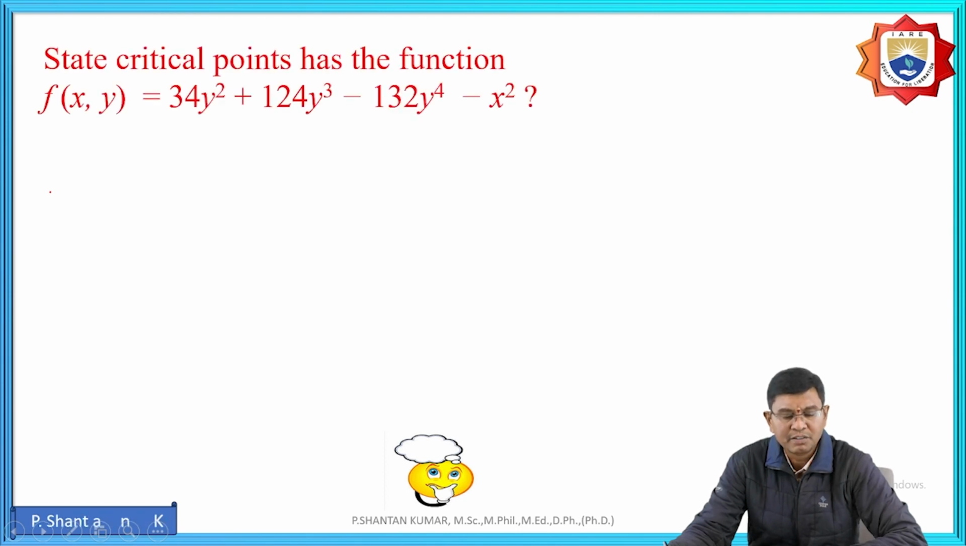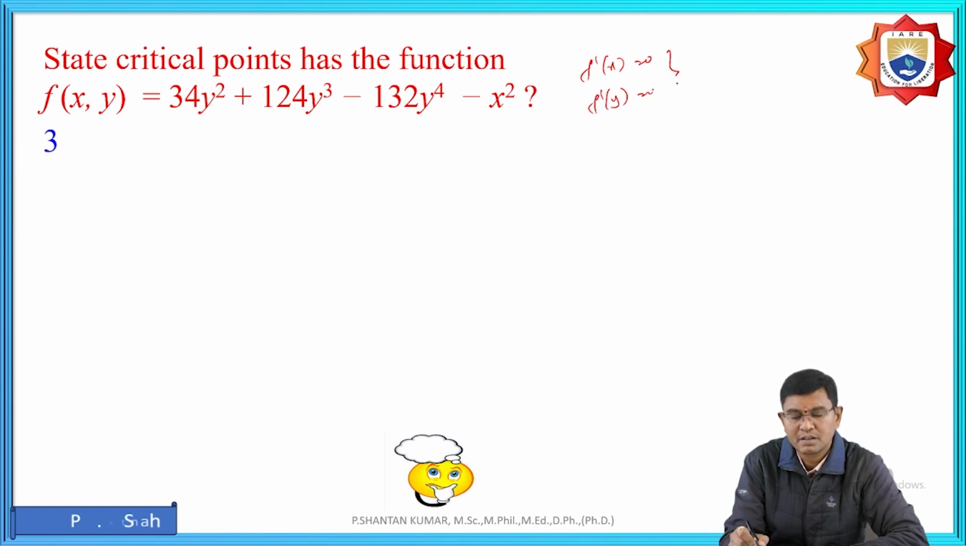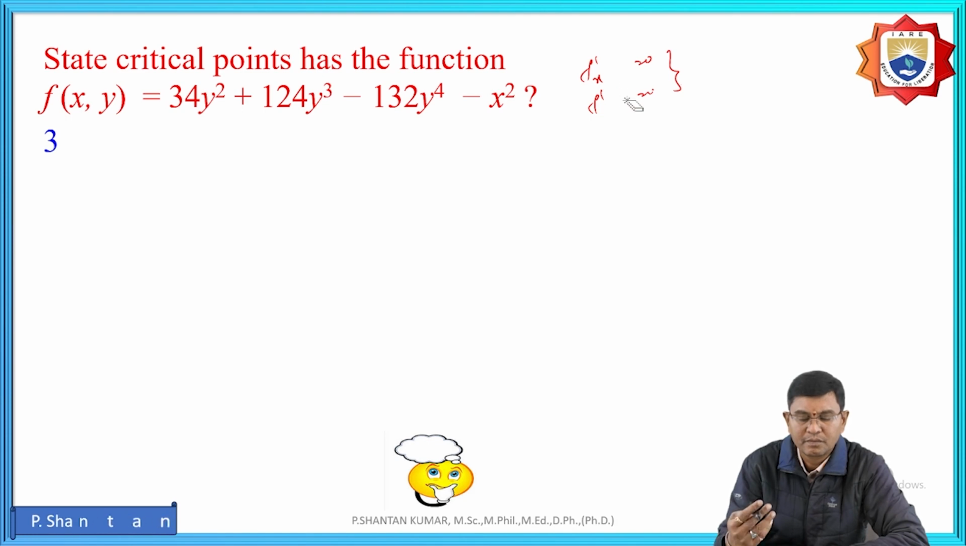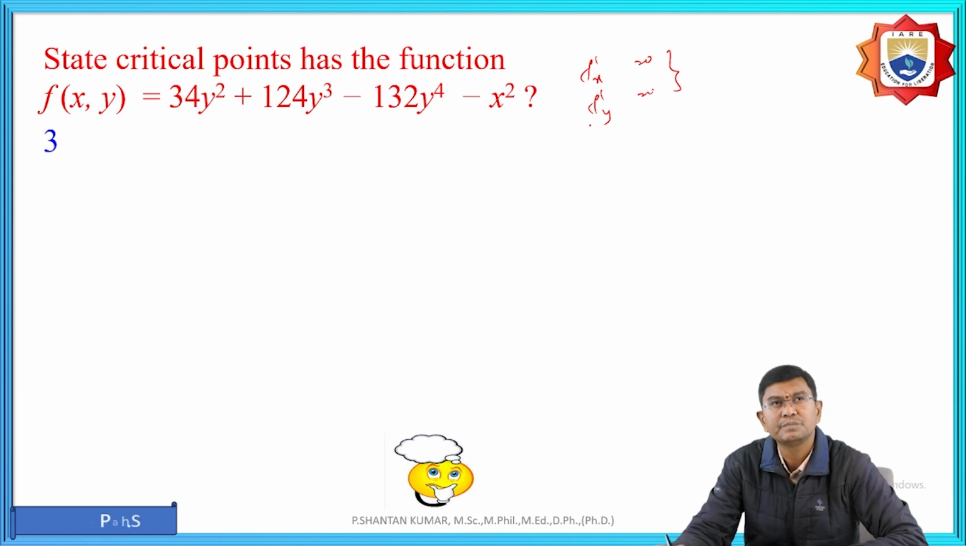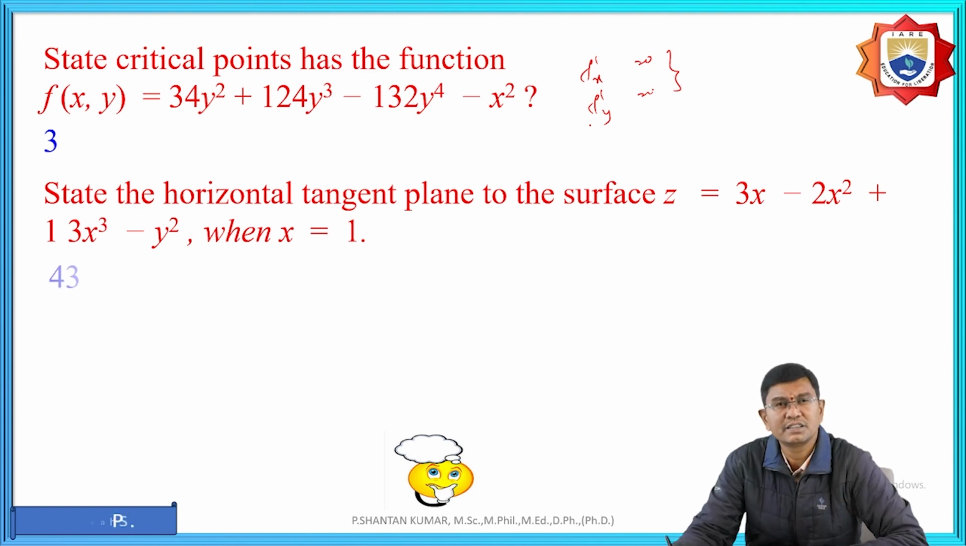State the critical points of the function. Same here also we need to find out. So f dash of x, find the value. We need to get the values. State the horizontal tangent to the surface, that is also a condition when x is equal to 1. Here also we need to find the same solutions.